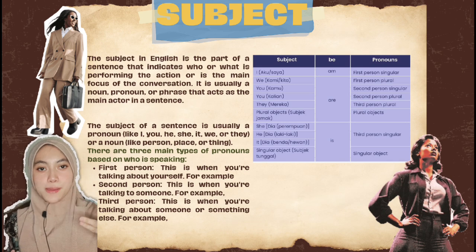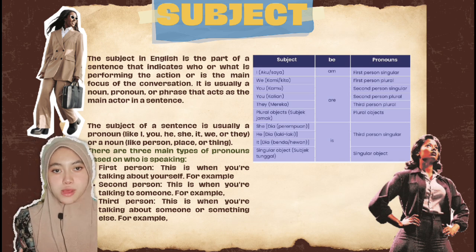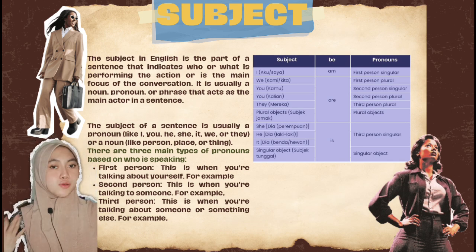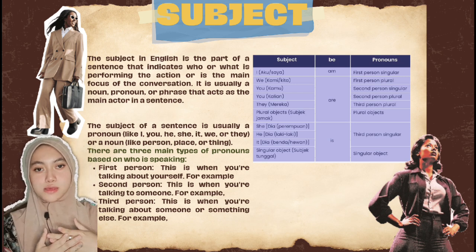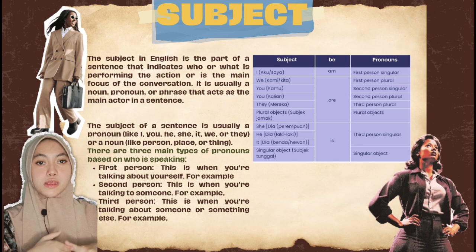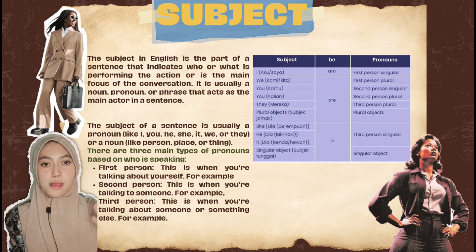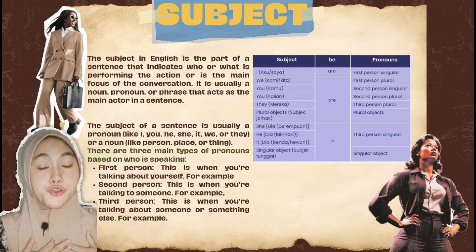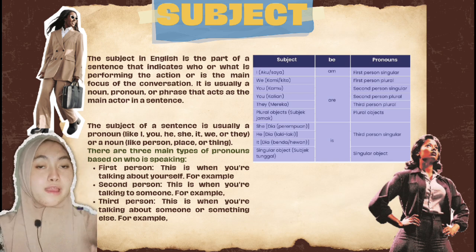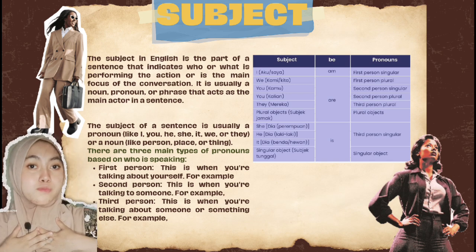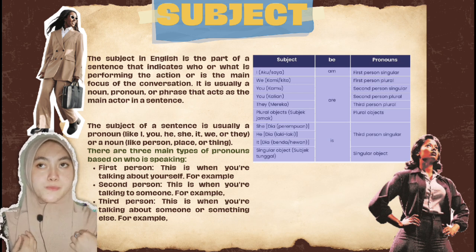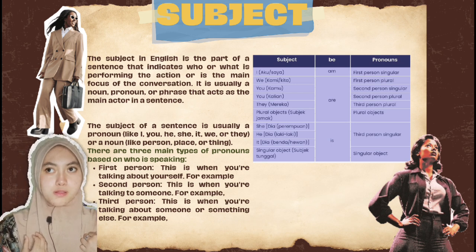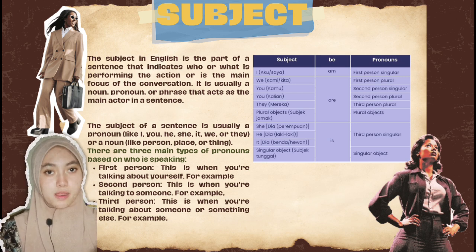There are three main types of pronouns based on who's speaking. First is first person. This is when you're talking about yourself to someone. For example, I'm learning English, you're studying English, I'm talking to you, you're listening to me. That is an example of first person.